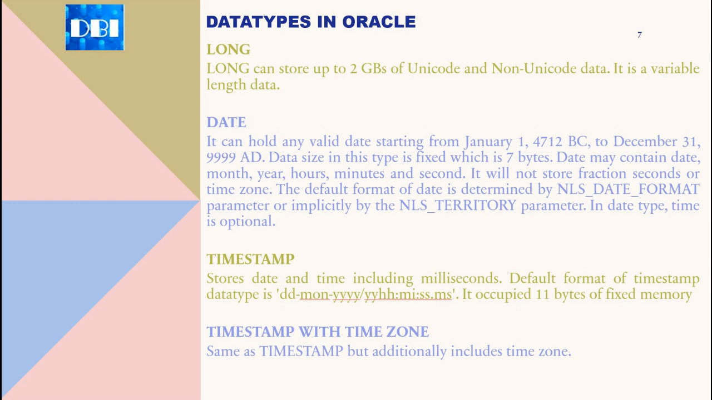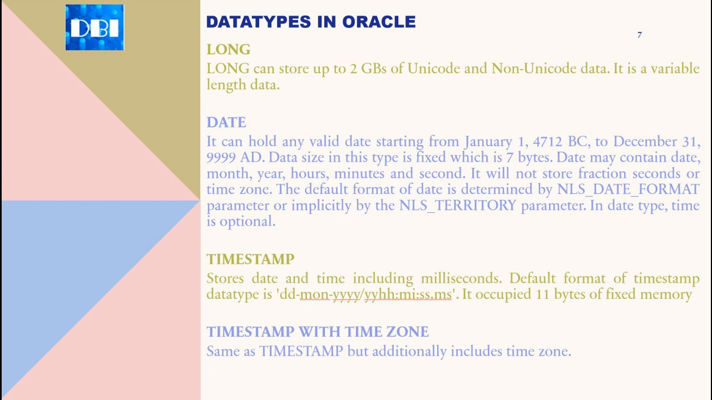Date. It can hold any valid date starting from January 1, 4712 BC, to December 31, 9999 AD. Data size in this type is fixed, which is 7 bytes. Date may contain date, month, year, hours, minutes, and seconds. It will not store fraction seconds or time zone. The default format of date is determined by the NLS_DATE_FORMAT parameter, or implicitly by the NLS_TERRITORY parameter. In date type, time is optional.